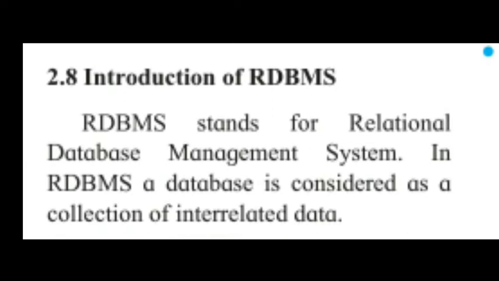Generally, guys, in RDBMS the maximum data is stored in tabular form, that is table form. In short, a table consists of rows and columns. In technical words, a row is called a record and a column is represented by a field. That we will discuss in our next slide.